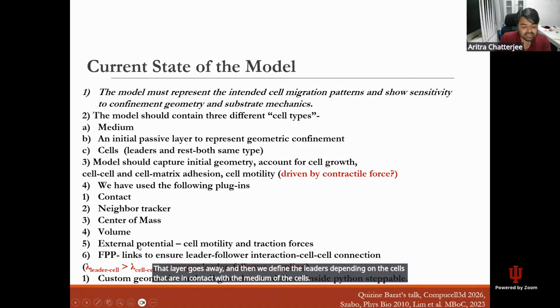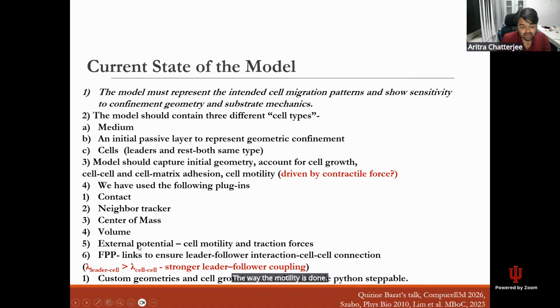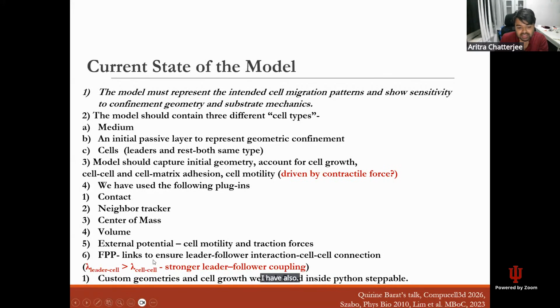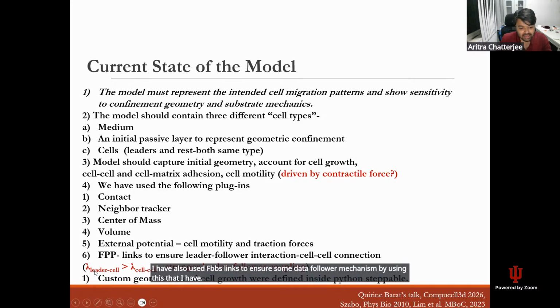The way the motility is done, I took a lot of influence from Corinne Bradstock, where she used external potential. So I have tried to use that, but change it a little. I have also used FTP-based links to ensure some leader-follower mechanism, where I have a slightly higher lambda for the leader cell than the follower cell, to show that the leader-to-follower connections are faster. This is something people have also seen in experiments.